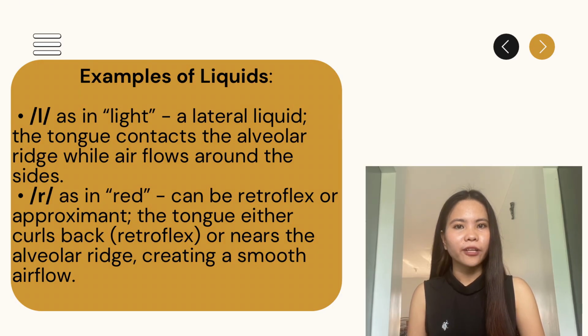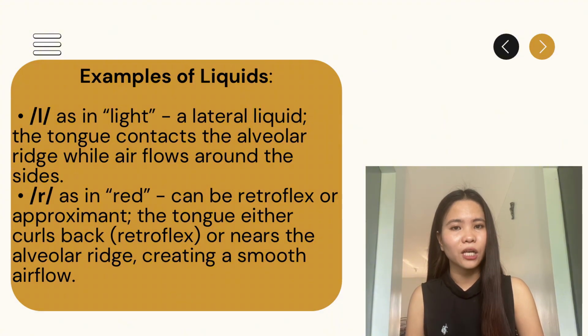Another one is "r," as in red. This can be a retroflex or approximant liquid, where the tongue either curls back slightly or comes close to the alveolar ridge without touching it, allowing a smooth flow of air. The defining feature of liquids is the way the tongue creates a gentle obstruction that lets the air flow freely around it. This manner of articulation gives liquids a resonant, almost vowel-like quality, making them more sonorous than other consonants.